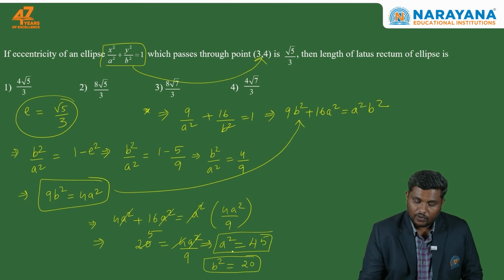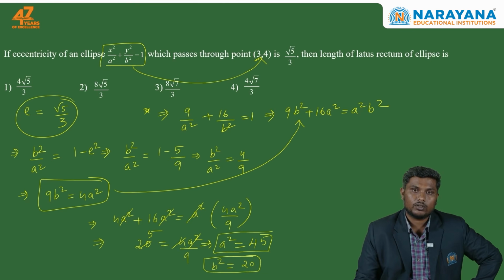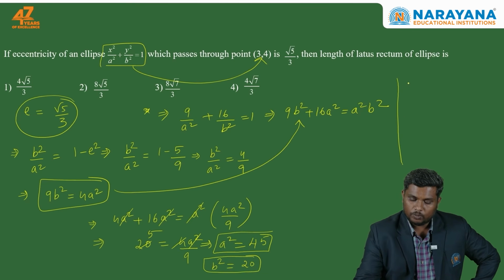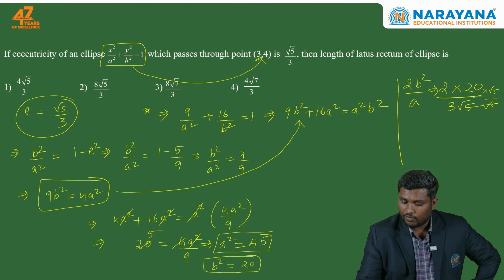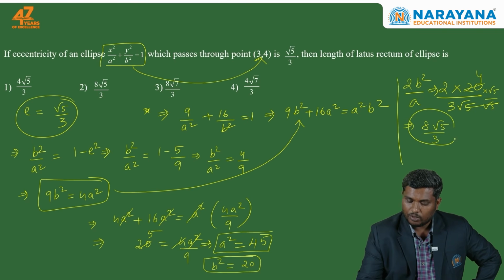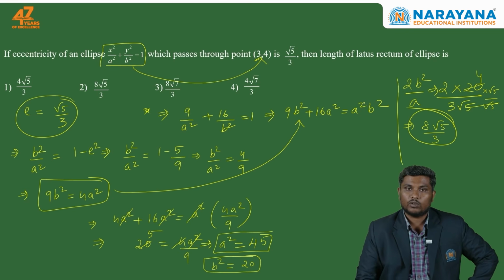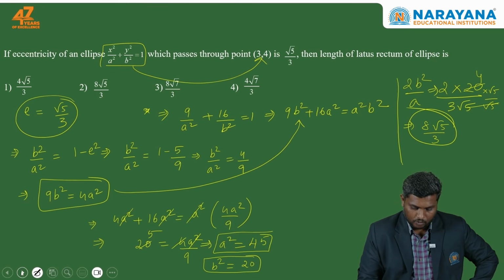So he's asking us to find the length of the latus rectum. So what will be the length of the latus rectum of this ellipse? 2b square by a, which is again 2 into b square is 20 by a is root 45. Root 45 is 3 root 5. So if you rationalize this, depending upon what is given in the options, you can go through it. Root 5, so this is 5 4s are 20. So this would be 8 root 5 by 3. So the length of the latus rectum of this ellipse is going to be 8 root 5 by 3. So we'll move on to the next question.